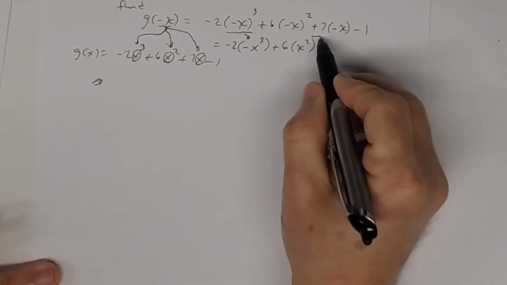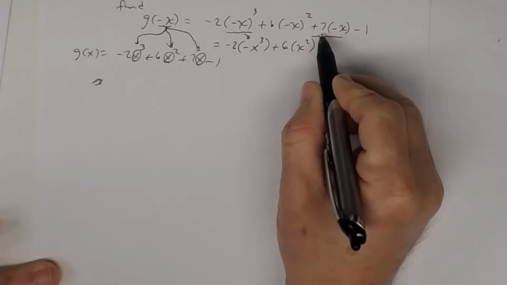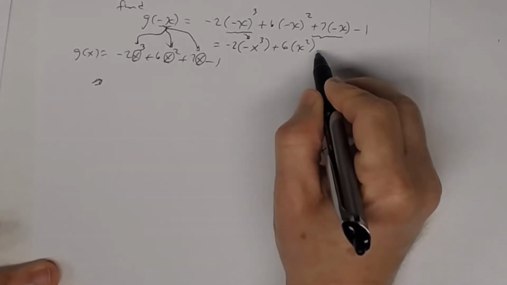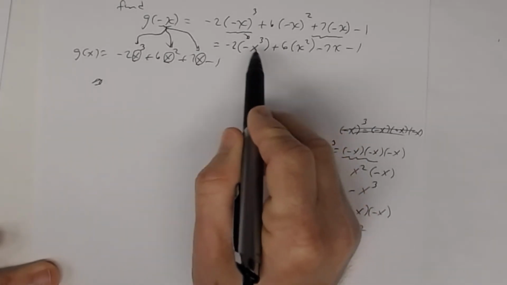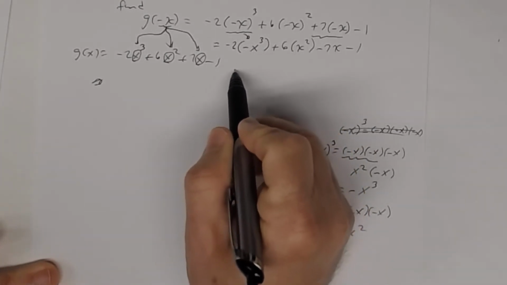And over here, I have a positive 7 times a negative x is a negative 7x minus 1. Now let's go ahead and simplify. Let's get rid of these parentheses now. So I get equal.